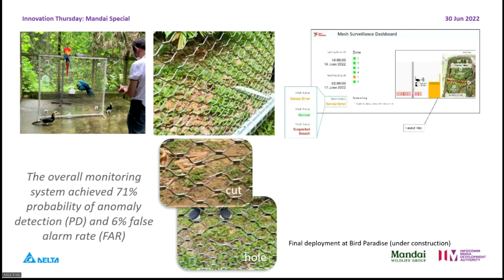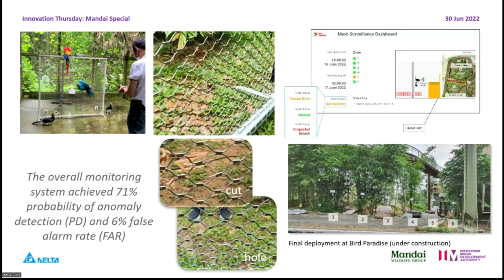So the overall system, we created a dashboard to actually alert the zookeepers on any anomaly, and we achieved a probability of detection of around 71% for cuts and holes, and also a 6% false alarm rate. Of course these numbers can still very much be improved in order to be operationally ready, but it met the objectives and the targets of the POC, and we believe that with more data training we can get it to perform better.